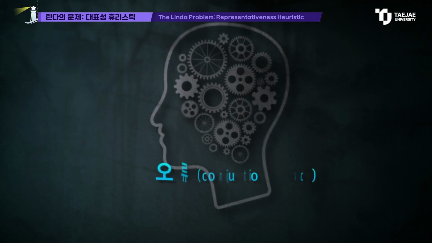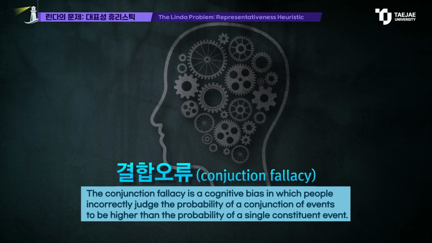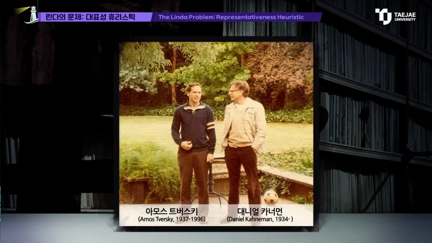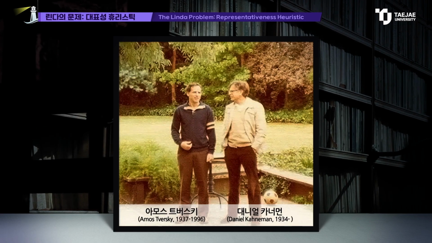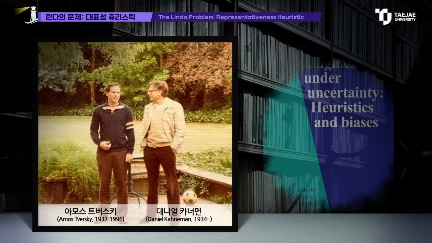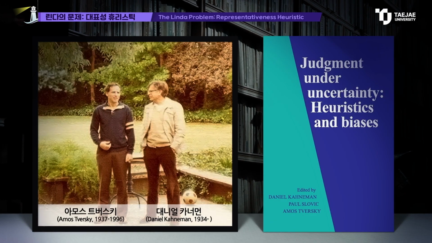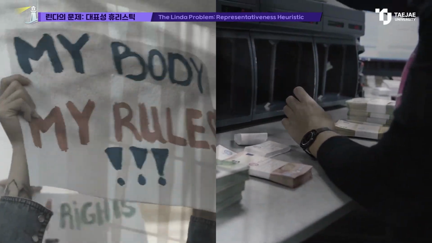This happens when people judge the probability of 2 events occurring together as higher than the probability of either one alone, which isn't possible under the rules of probability theory. This well-known experiment, often called the Linda problem, was introduced by Daniel Kahneman, Paul Slovic, and Amos Tversky in their 1982 book Judgment Under Uncertainty: Heuristics and Biases.